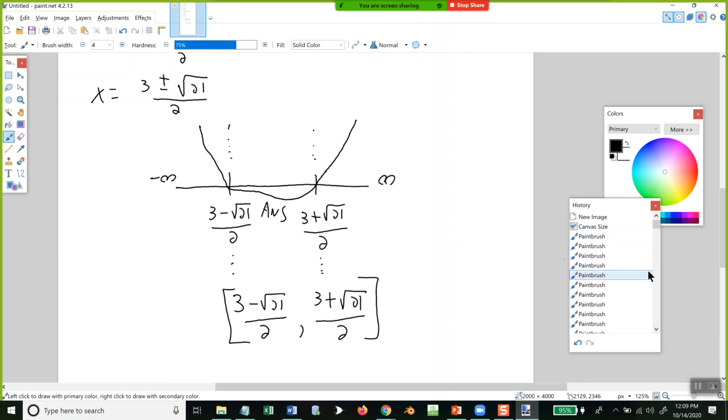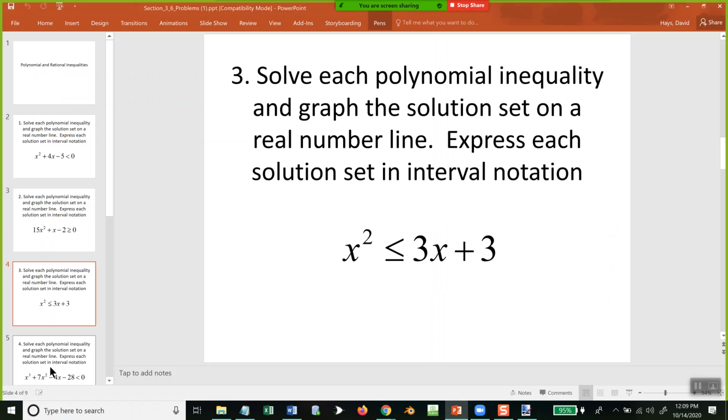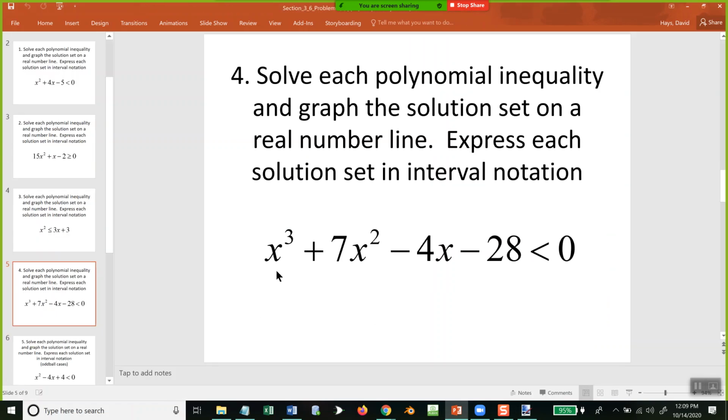Good so far on these? Okay, next problem. Instead of being a quadratic, it's a regular polynomial.